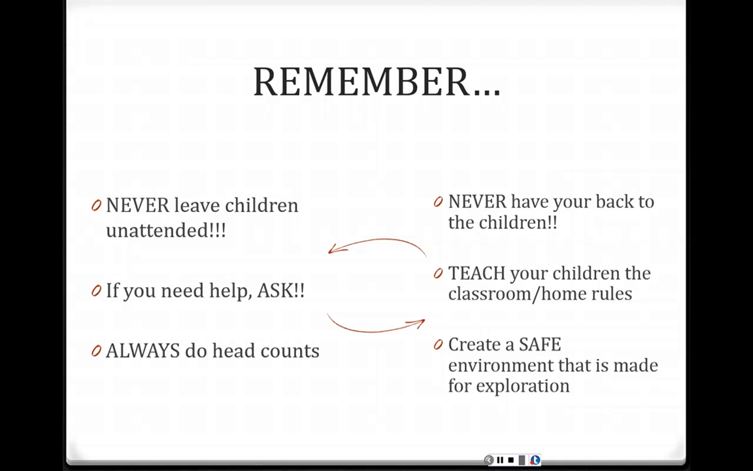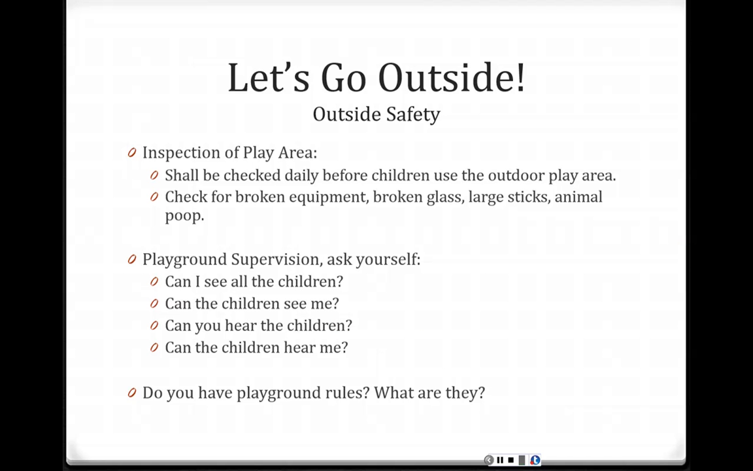Remember, never ever leave your children unattended. If you need help, ask. Always, always do head counts. Never have your back to the children. Teach your children the classroom home rules because you want to create a safe environment that is made for exploration.